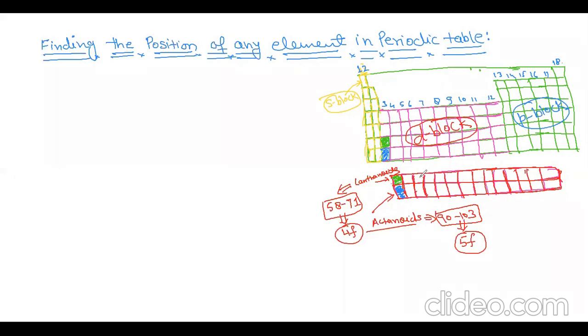And here, these two rows at the bottom of the periodic table: the first one is the lanthanoids, atomic numbers 58 to 71, belonging to 4f, and the second one is the actinoids, atomic numbers 90 to 103, and they are called the F block elements. Now, if we want to find out the position of any element in the periodic table, how do we find it?